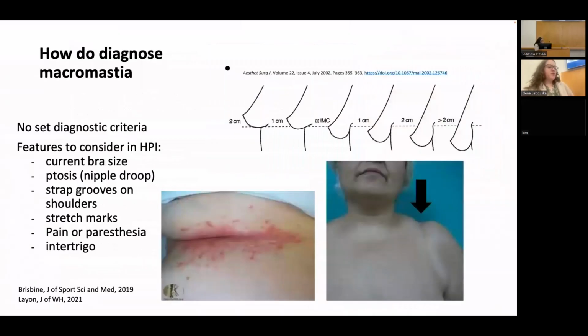As I mentioned, there's no standard definition or diagnostic criteria for macromastia, but it's generally agreed that a detailed history showing the effects of the excessive breast tissue on the health and quality of life of the patient is sufficient to diagnose. Information such as the current bra size, as there's some literature that points to a guideline of a D cup or higher being inclusion criteria, the degree of nipple ptosis, as well as the presence of strap grooves, are important features.